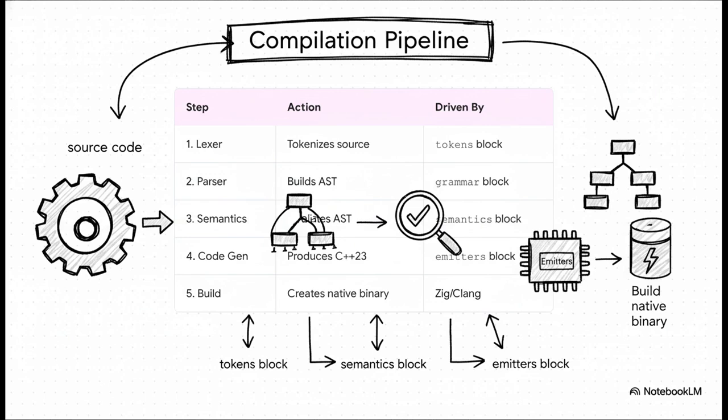And if you look at the actual pipeline, you can see exactly how this works. It's a perfect one-to-one map. The tokens block you wrote, that directly drives the lexer. The grammar block, that powers the parser that builds the syntax tree. The semantics block handles the validation, and the emitters block drives the final code generation. Each part of your definition file directly controls the stage of the process that turns source code into a runnable program.